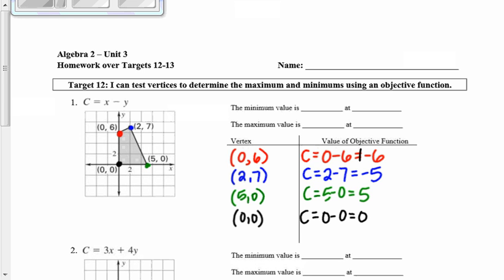So our minimum value, our smallest value, came from that first point. The value is negative 6, came from the vertex of 0, 6. Our maximum value is 5, and it came from the point 5, 0.